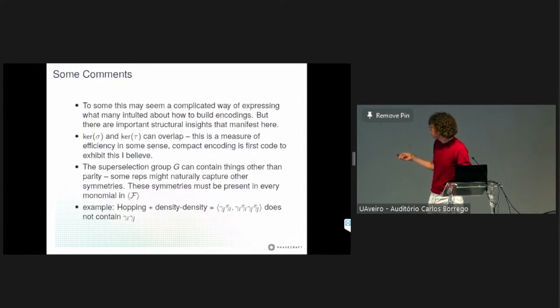The superselection group G can, in principle, contain things other than parity. A lot of the fermionic encodings that we kind of know, you end up with a parity operator as being in the superselection group and nothing else. But there may be other symmetries in your Hamiltonian that you want to make manifest in your representation, because that will make things more efficient, right? You might just want to not represent anything that breaks those symmetries, if that makes sense. And so you might want to include those in the superselection group, and engineer things to do that.